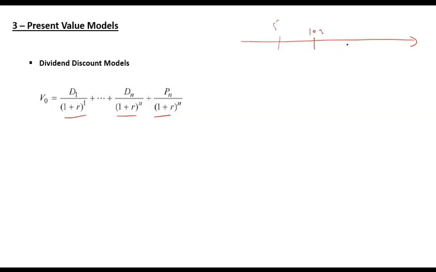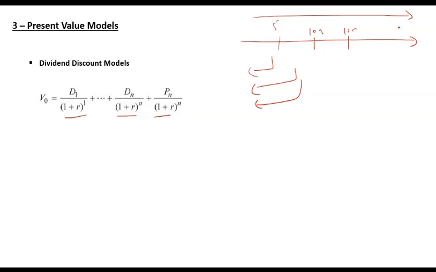Should I forecast it for 10 years, 100 years, or what? So you have to forecast all the future dividends. Let it be 100 years, let it be 200 years, 1000 years. You have to forecast all the future dividends and then discount those back to present.